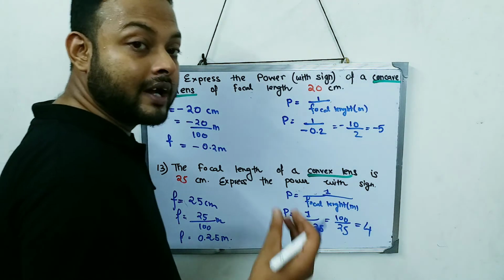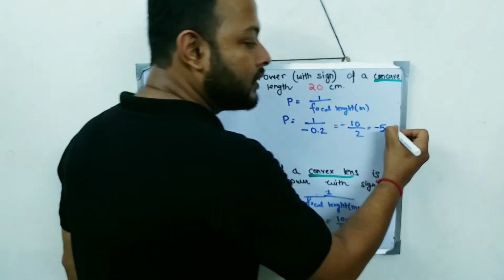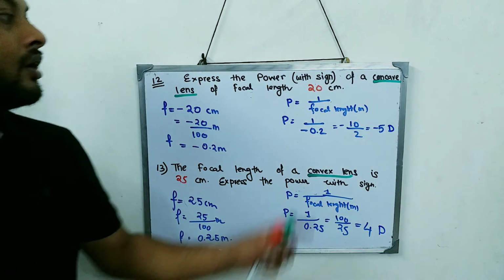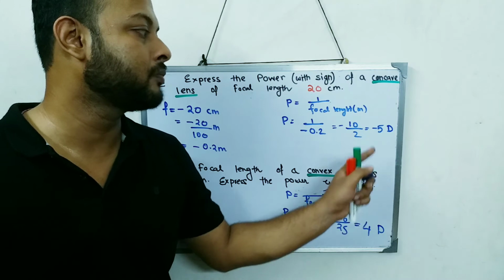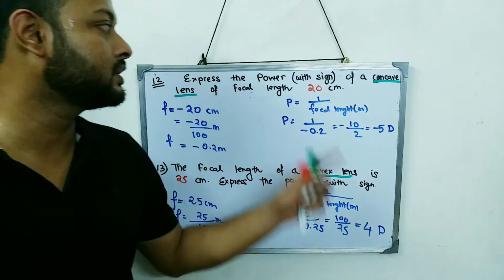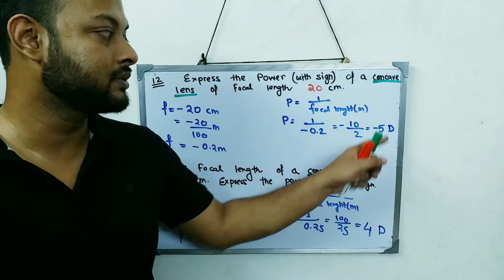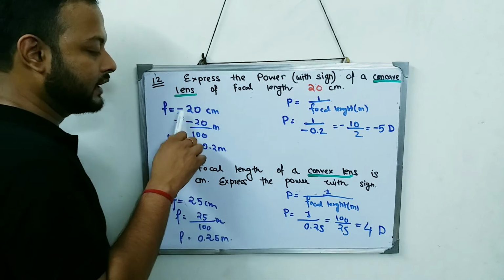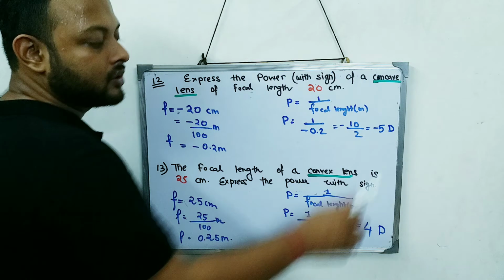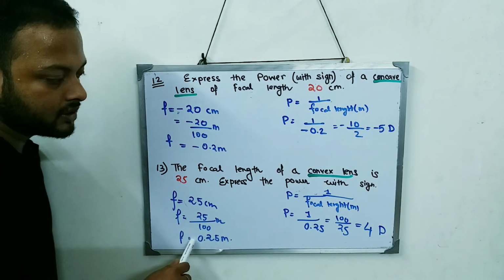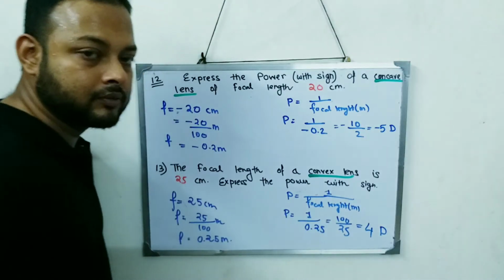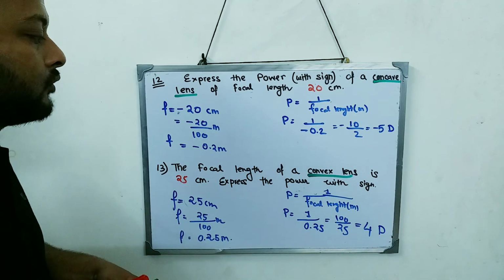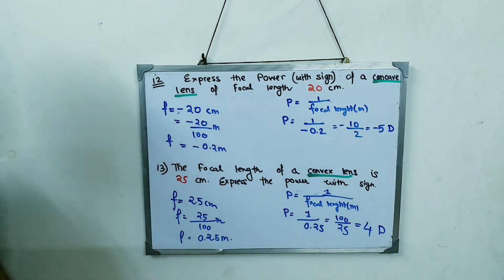Now the unit, what I told you about the unit of power, is diopter. So this is your answer. For focal length 20 centimeter, your power is minus 5 diopter because it's a concave lens, so negative sign. You can see as focal length is negative, your power is also negative. Over here, your focal length is positive, your power is also positive. So you can see how they are related. I hope you have no problem with sum number 12 and 13.